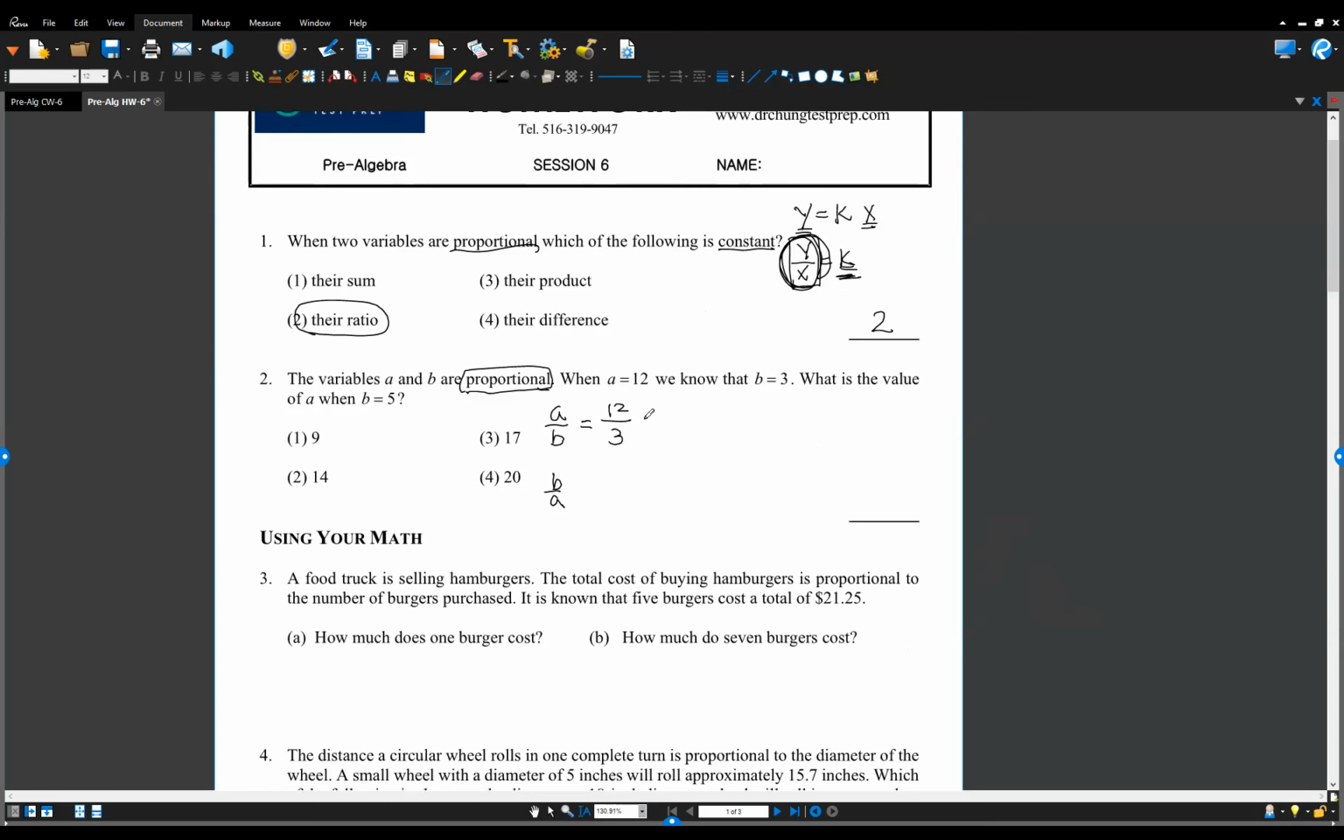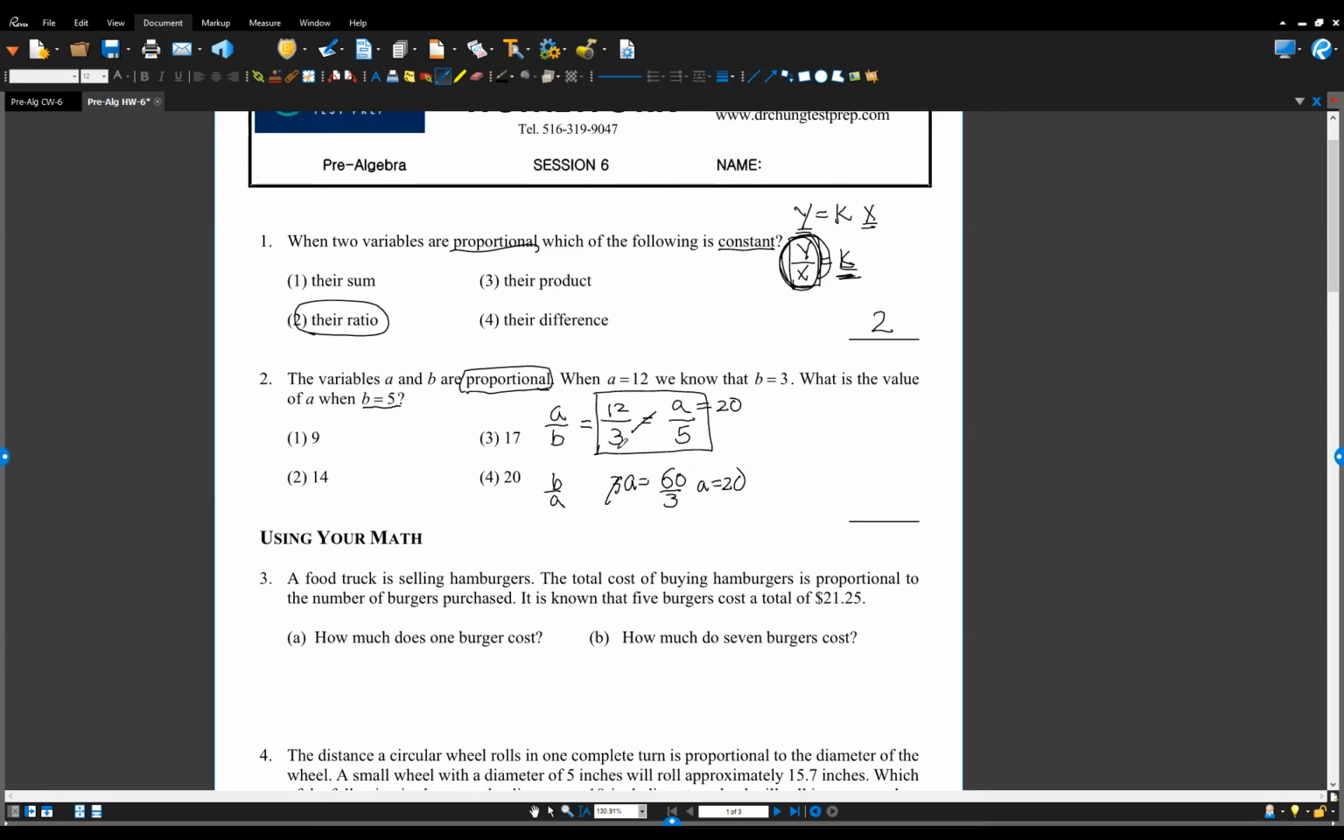The next one. We have another try. When B is 5, what is A? You can find this one from here too, because they have the same ratio. Use cross multiplication: 3 times A equals 5 times 12, which is 60. After that, you can divide by 3, and A equals 20.